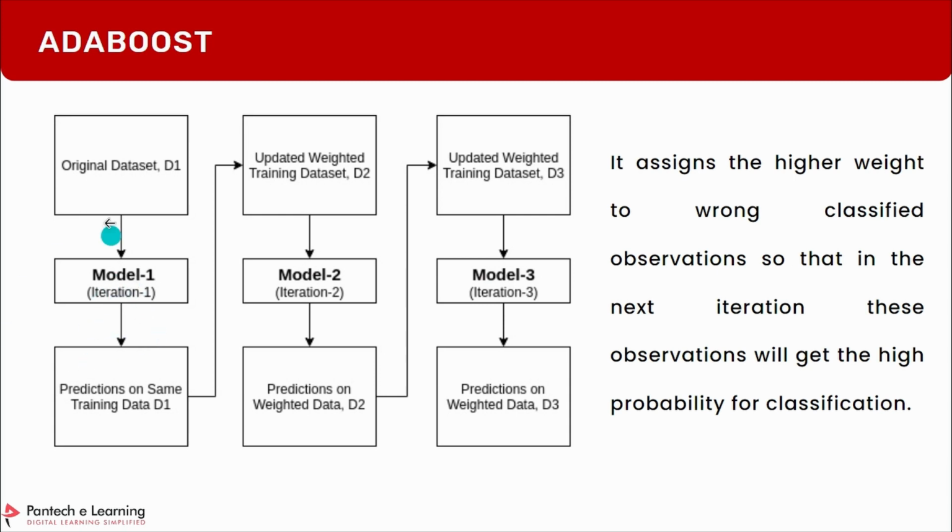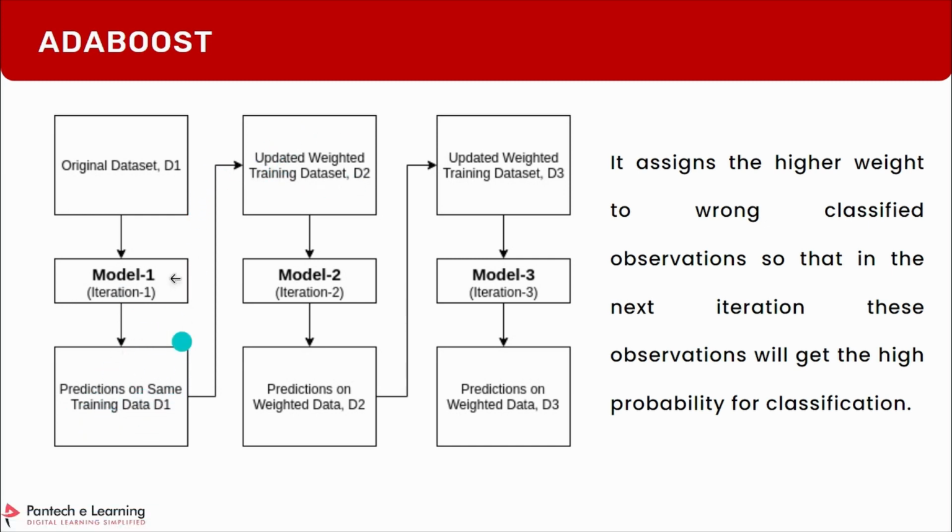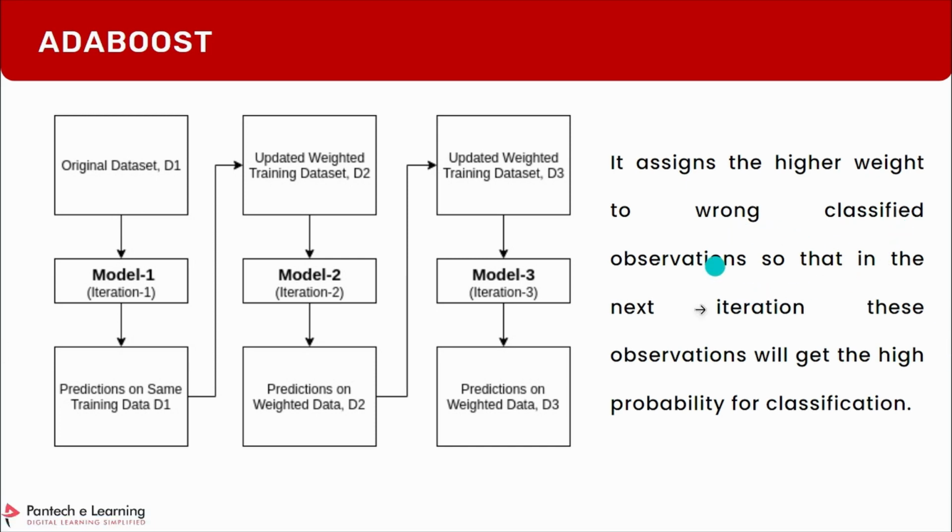You have a model 1, your original data set will be passed. So it will make some predictions. Based on it, the weights are updated, wherever it is wrong, it will be corrected and it will be told, these are some wrong answers from the previous model, please improve it. That will be given to model 2 and it will once again make predictions. From that, whatever is wrong will be passed on, and the iteration continues like that. So it assigns a higher weight to wrongly classified observations, so that in the next iteration, these observations get a high probability for classification.